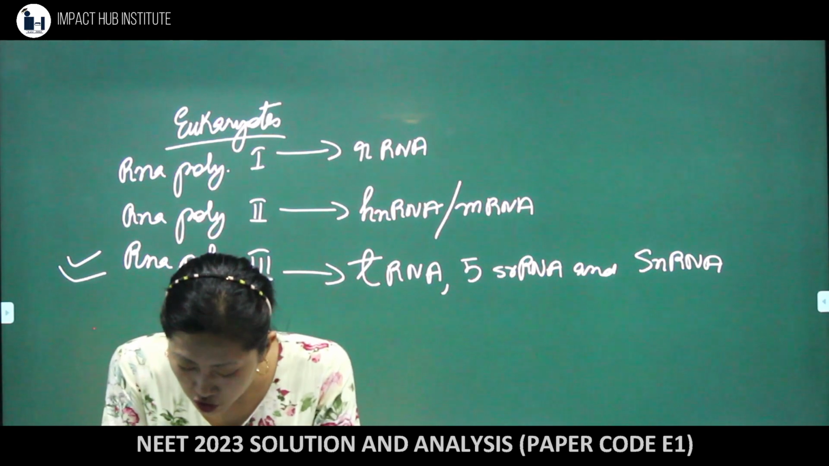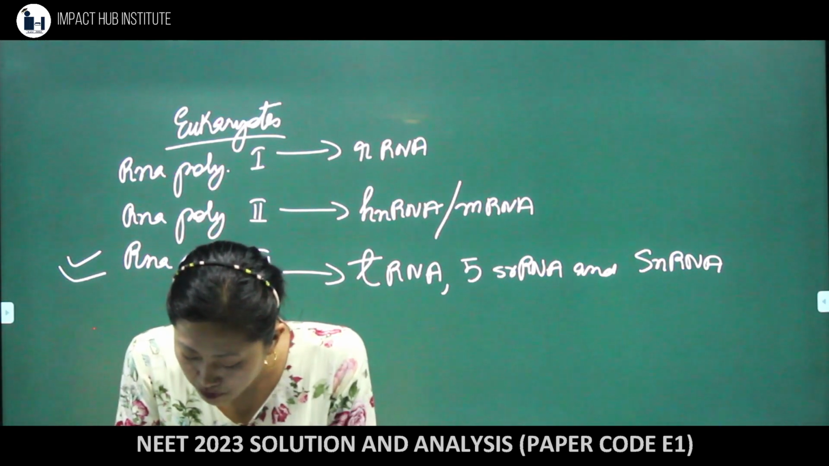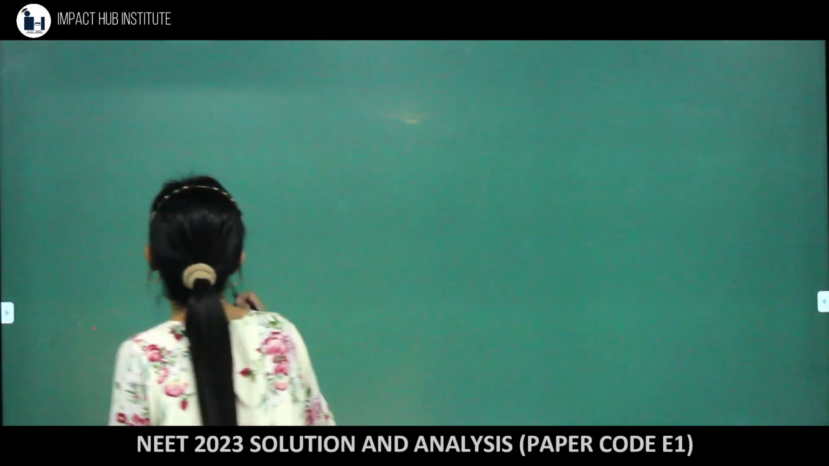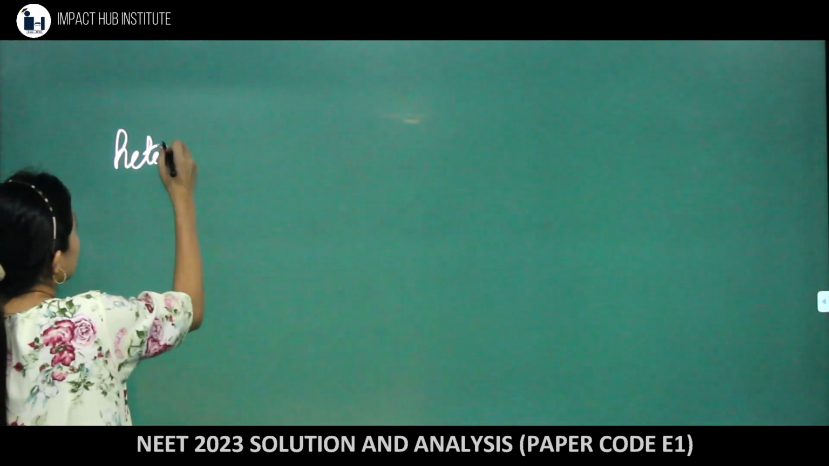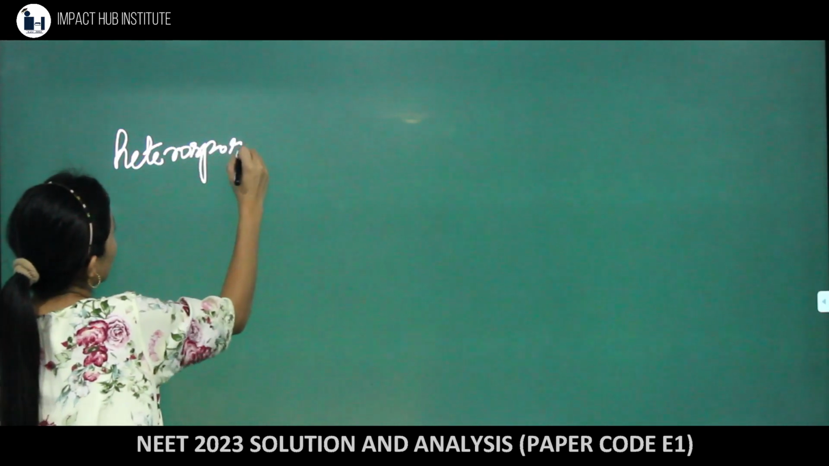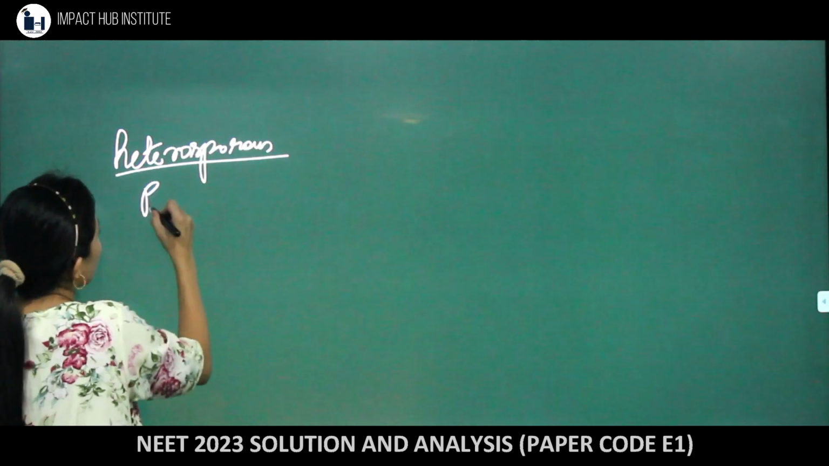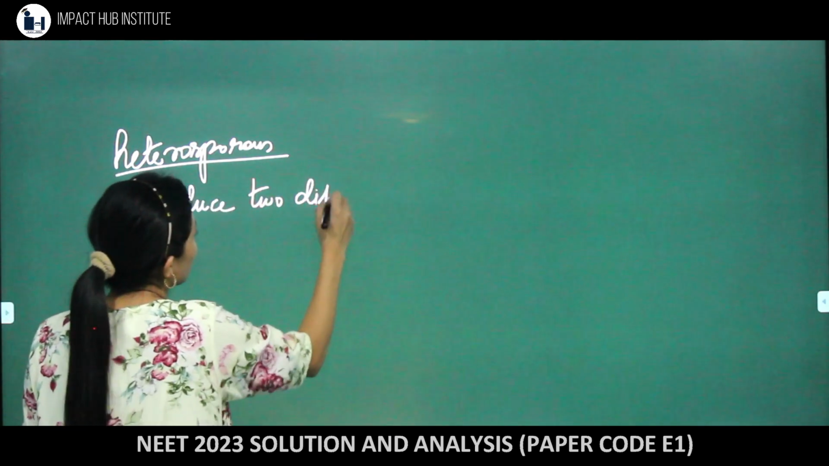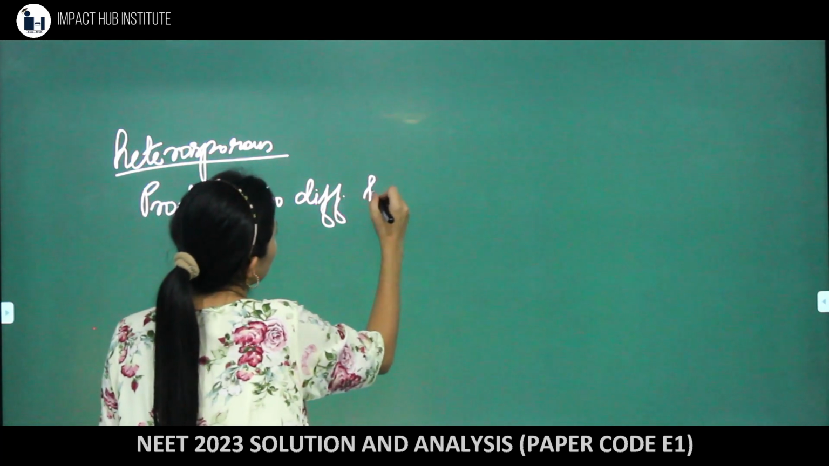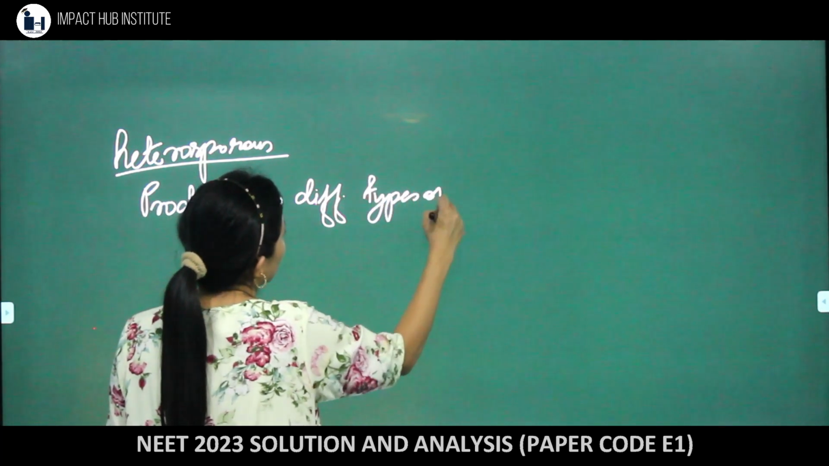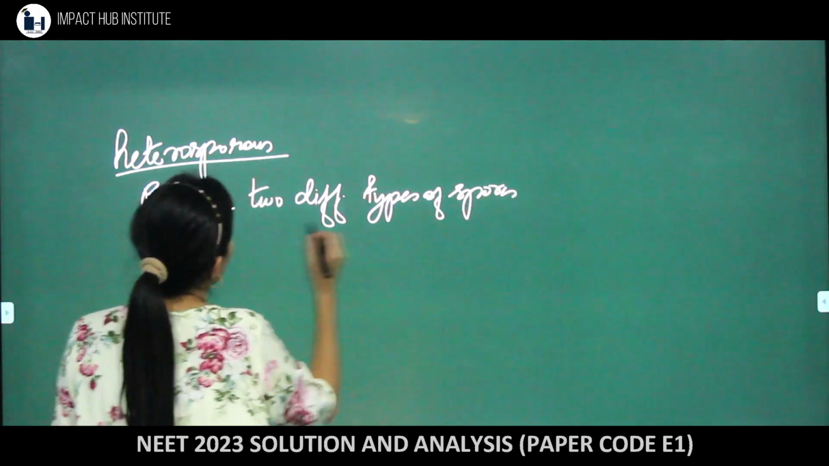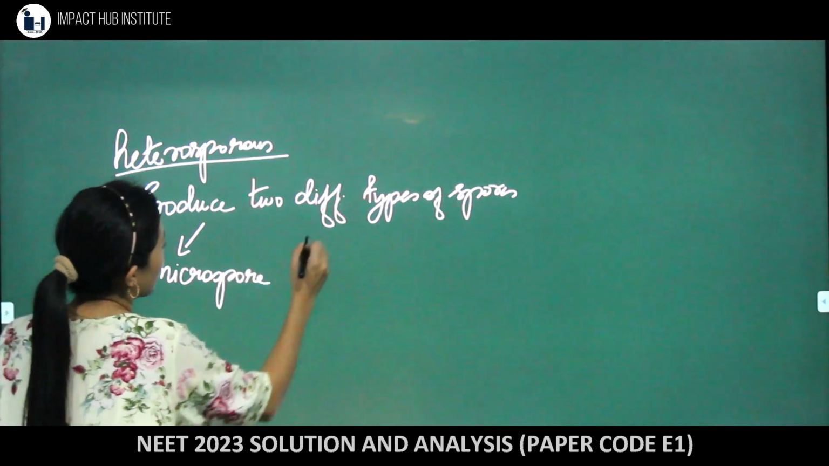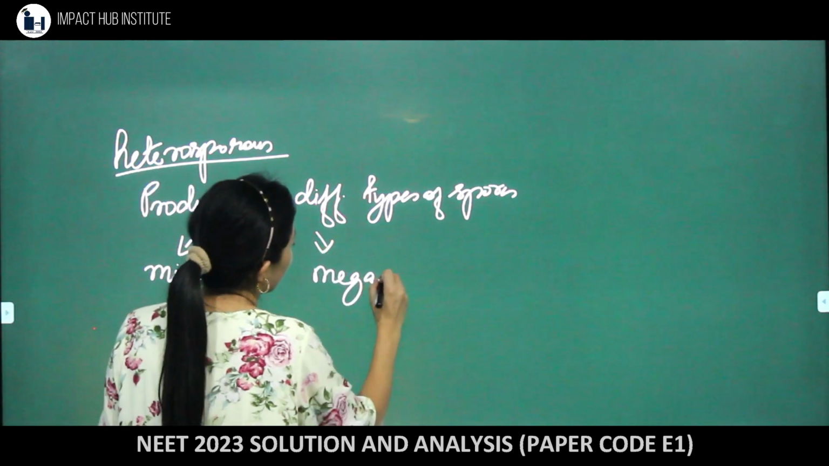Coming to the next one, question number 131. Identify the pair of heterosporous pteridophytes among the following. So pteridophytes can be heterosporous, which means they produce 2 different types of spores. One is microspore and the other one is the megaspore.